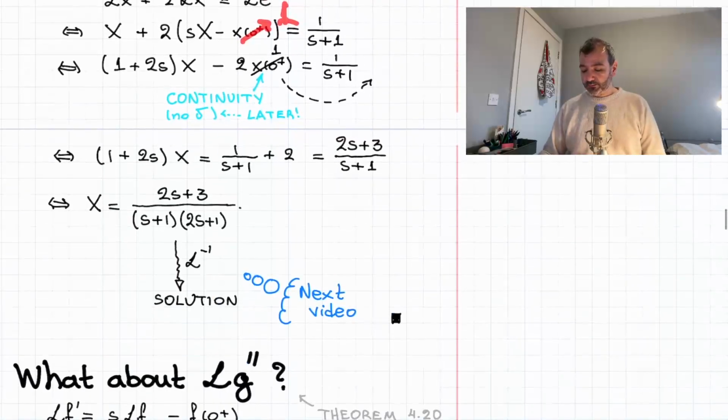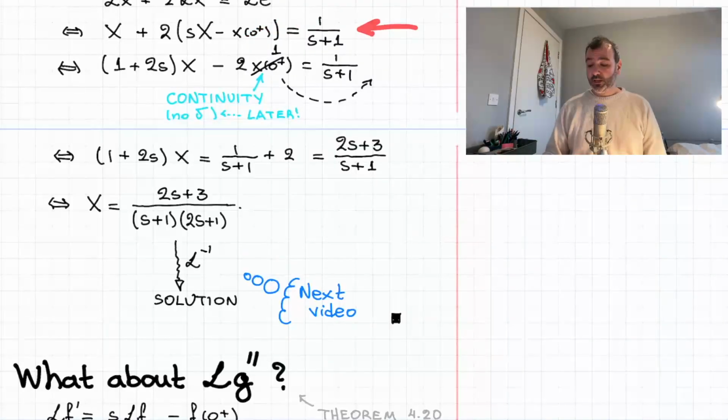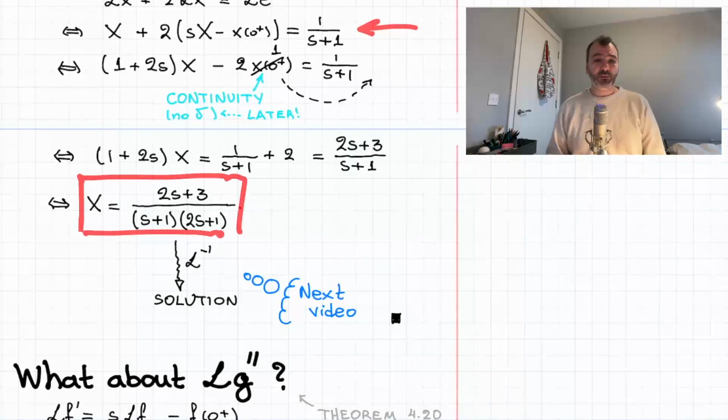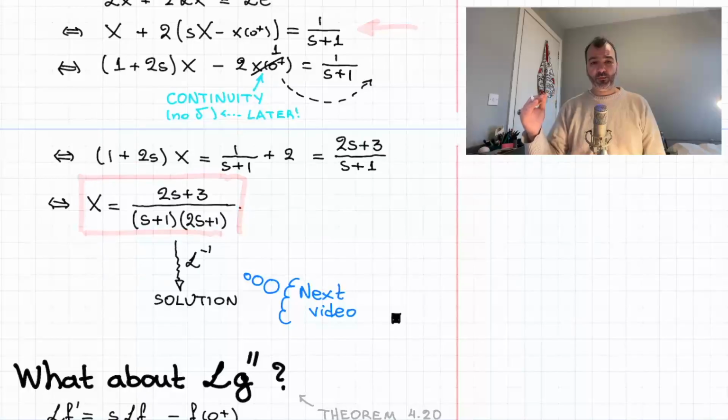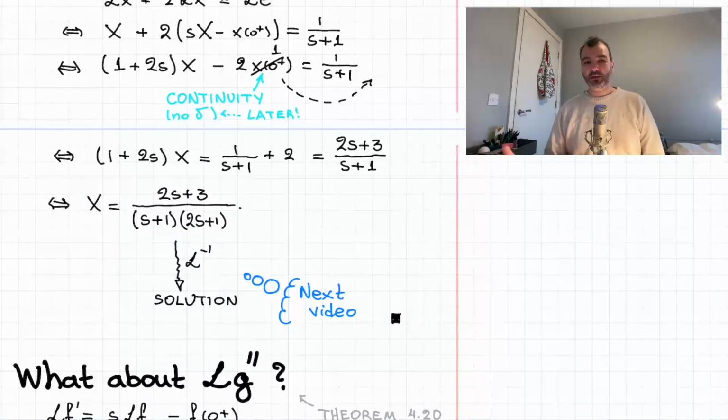And moving things around, doing now some simple algebraic manipulations, after all we have an algebraic equation, we can work out what X is. X is this. It happens to be a rational function, polynomial divided by a polynomial. Now, if you very much like, you can take the inverse Laplace transform and obtain a solution in the time domain. More about this in a next video.